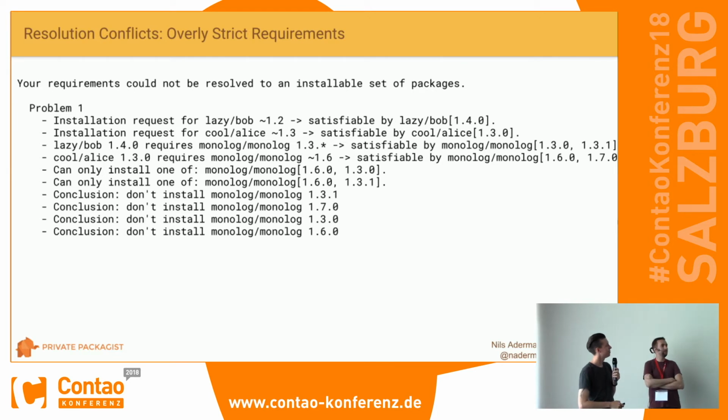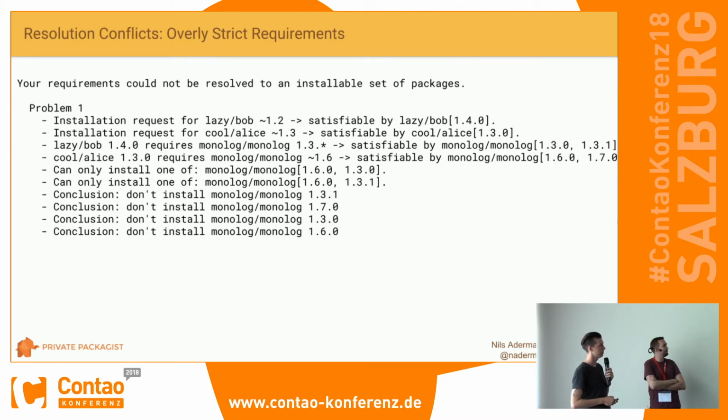So what it tells you here, if we just walk through it, I think you will see that it's really not that bad. So first of all, it says your requirements could not be resolved to an installable set of packages. So that's a clear problem definition. And then there's a list of problems. So there's problem 1. Sometimes you have 2, 3, 4. So there it says, okay, installation request. That means your package requested installation of something. So you requested Lazy Bob version this and Cool Alice version that. And these are satisfiable by these versions. So far, so good, really.